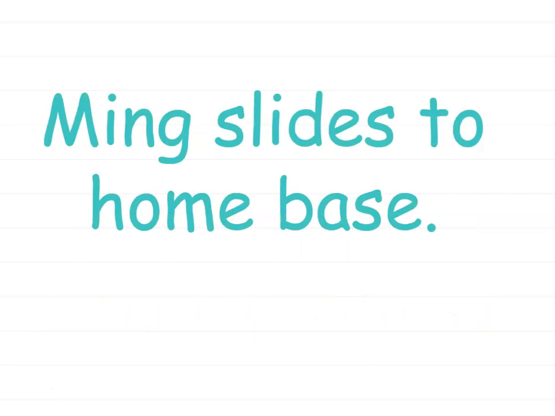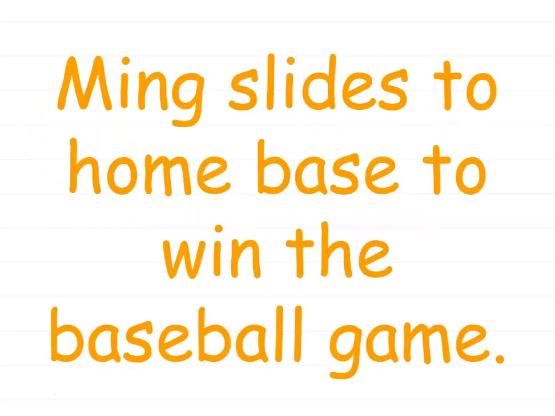Ming slides to home base. Who is the sentence about? Ming. What does Ming do? Slide. Slide is the verb. Let's expand this sentence. Ming slides to home base to win the baseball game.